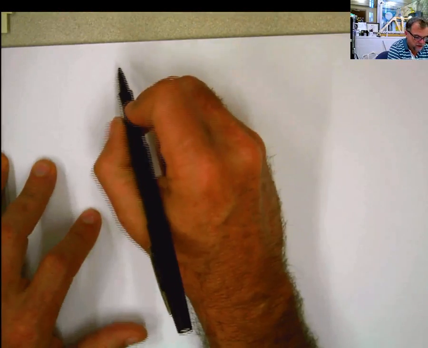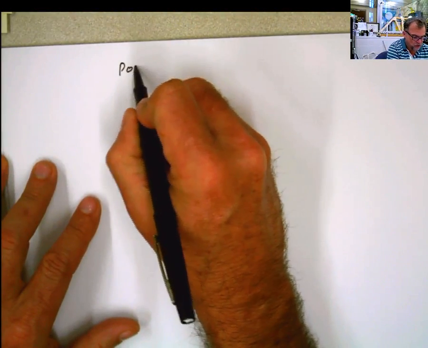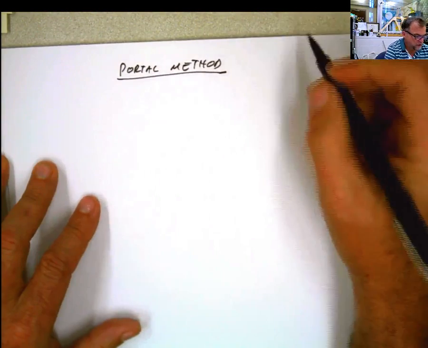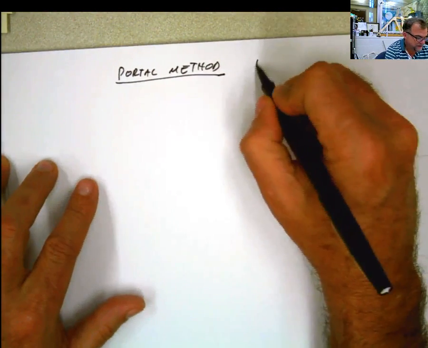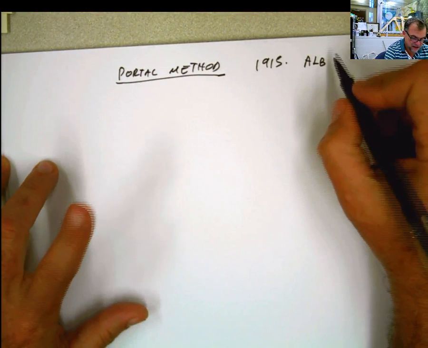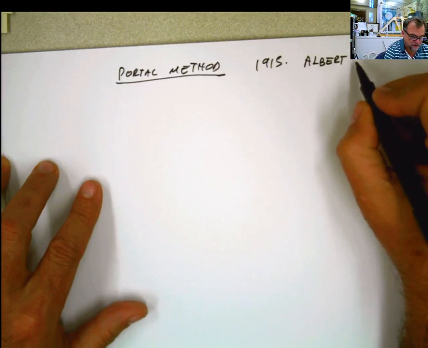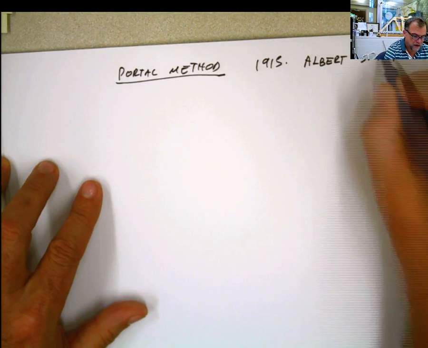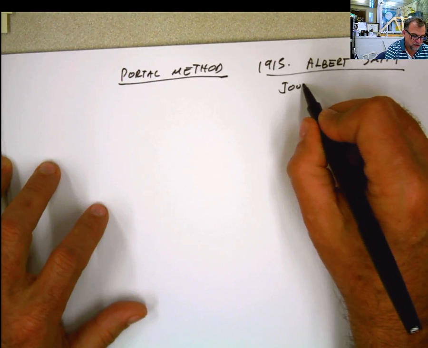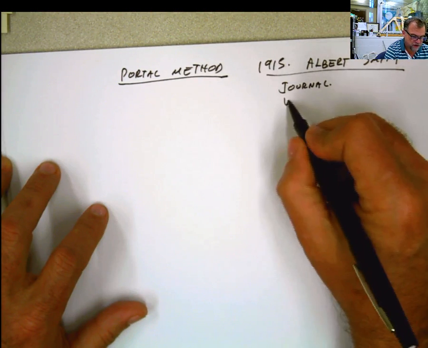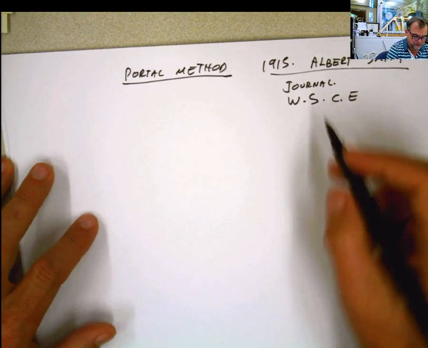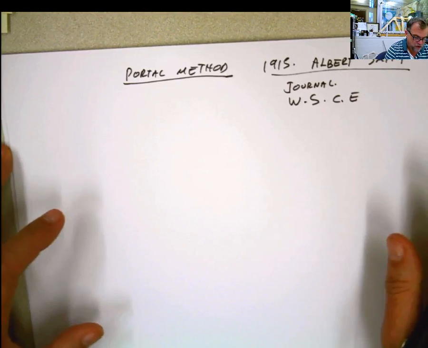So today we're gonna start talking about the Portal method. The Portal method was developed in 1915 by Albert Smith. Maybe it was developed before, I don't know, but it was presented for the first time in 1915 by Albert Smith, and he presented his work in a journal, the journal of the Western Society of Civil Engineers.